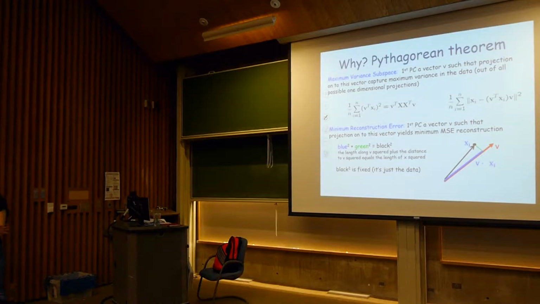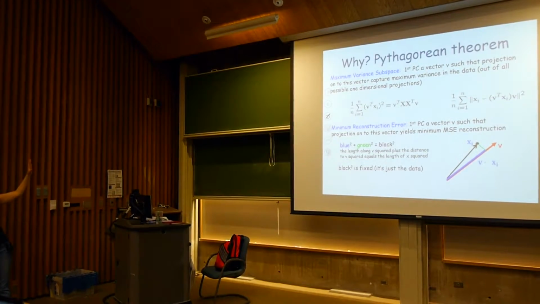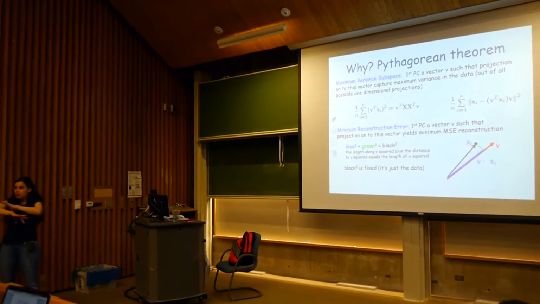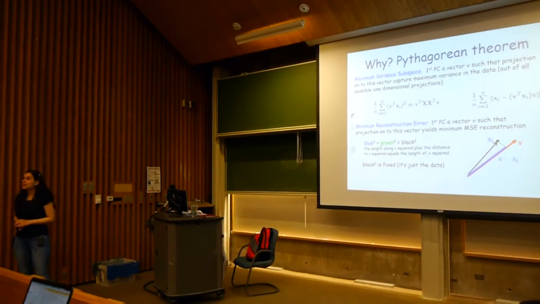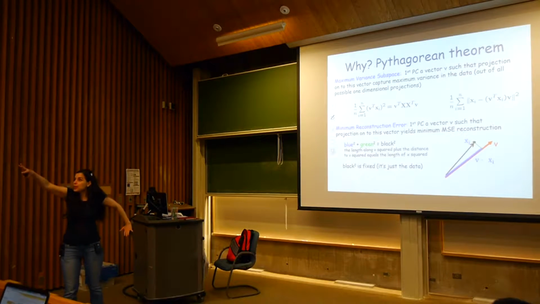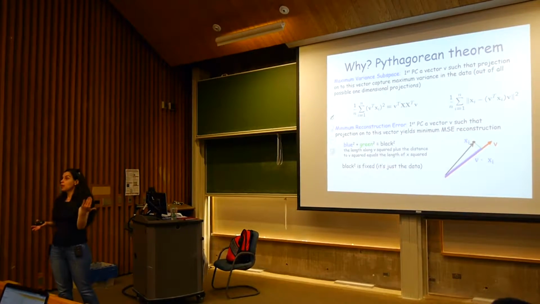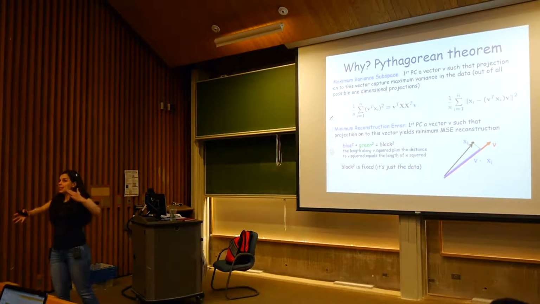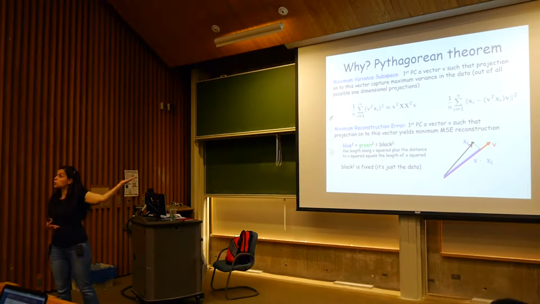Okay, now you know the two viewpoints of PCA. One of them is finding a linear subspace that captures as much variance as possible in the data. The other is to find the subspace such that if I project the data onto that subspace, I get the minimum reconstruction error possible. I lose as little as possible according to L square loss.